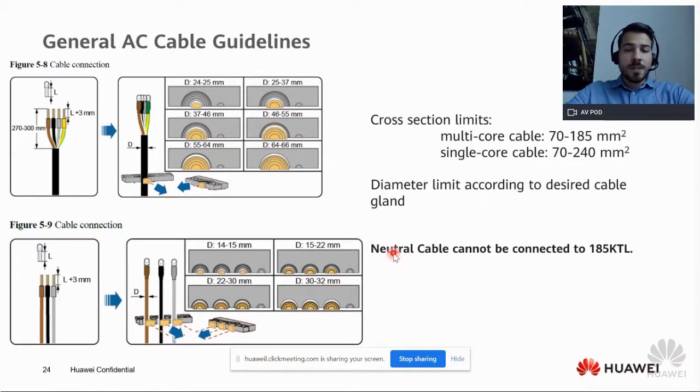And also one important factor is that the neutral cable cannot be connected to the 185KTL inverter, because these inverters usually operate in a utility system, and in the utility system the whole system does not require the neutral cable to be there. There are no houses, or no other consumers or electrical devices which might require the neutral cable.